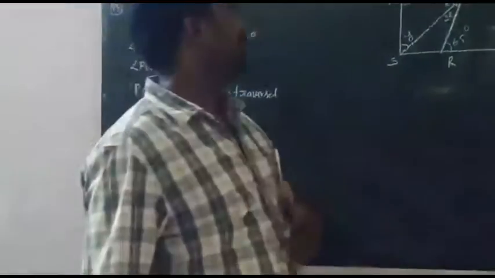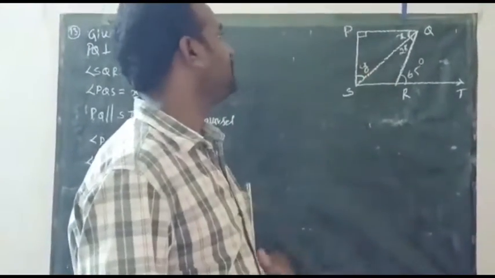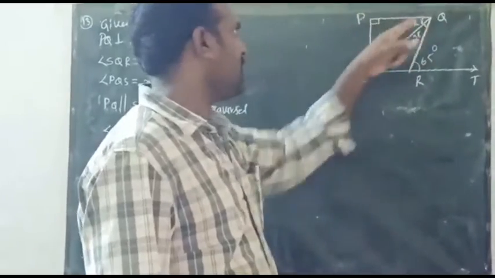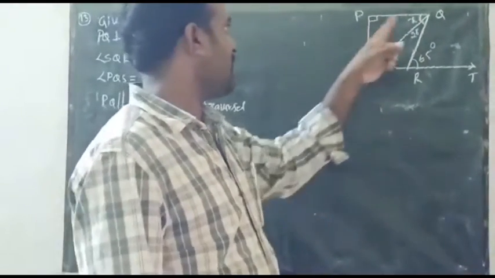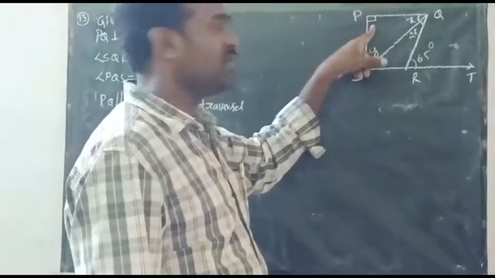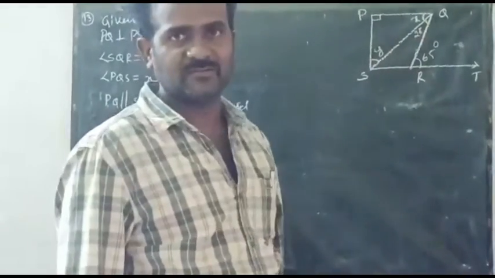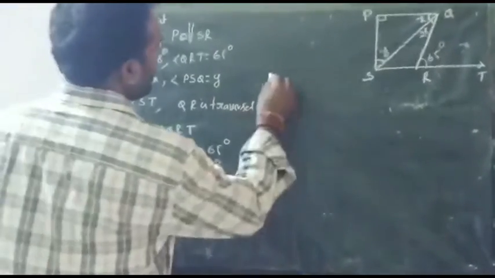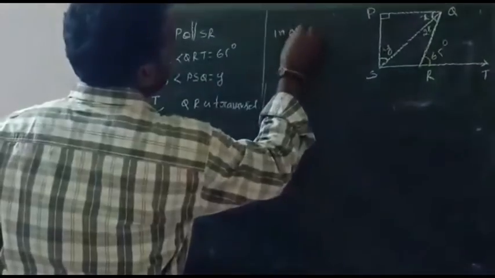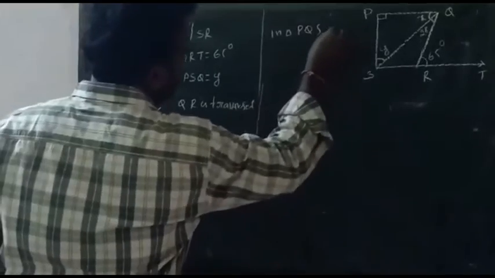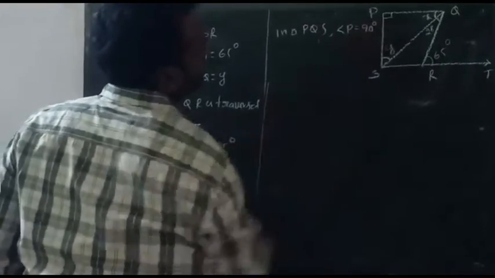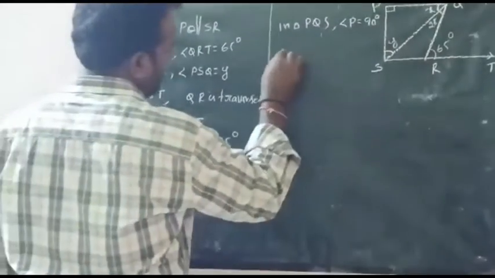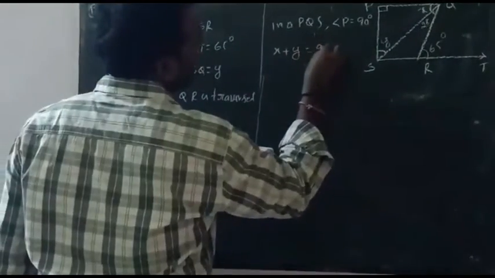Next, what about this value? How to get this value? See, this is already 90 in triangle PQS. PQS is a triangle. Sum of three angles in a triangle is equal to 180. So one of the angles is equal to 90, so the remaining two angles sum to 90, or not? Okay, in triangle PQS, angle P is equal to 90 degrees. Yes, sum of the two angles is equal to 90. Angle x plus angle y is equal to 90 degrees.